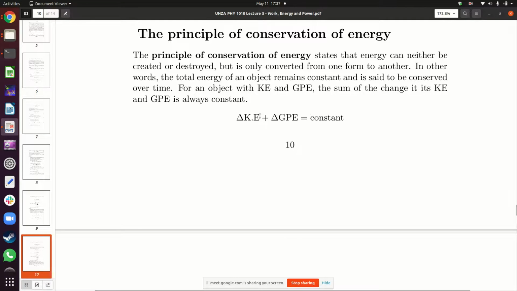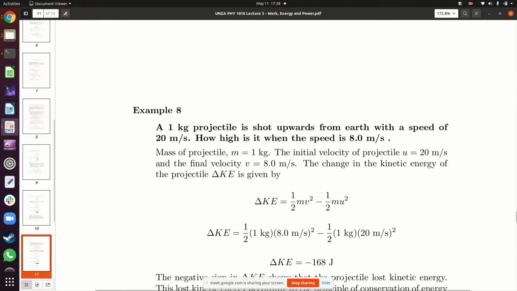Either way, what you are looking at is change. You always have to remember that the change in a particular physical quantity is equal to the final minus the initial. In this case, we're talking about the change in kinetic energy and the change in gravitational potential energy. The change in kinetic energy plus the change in gravitational potential energy should always give you the same thing.